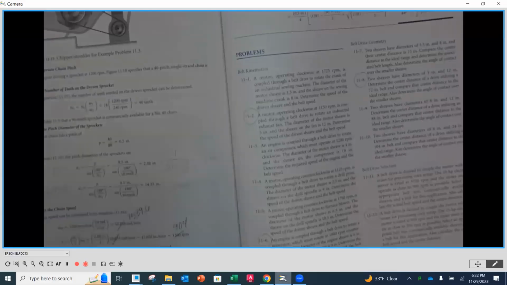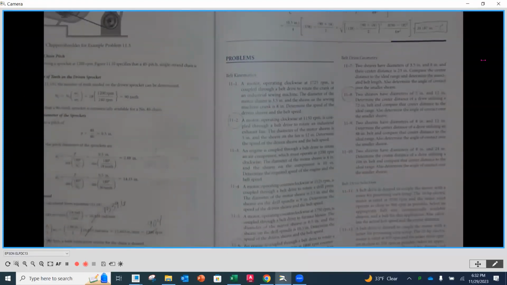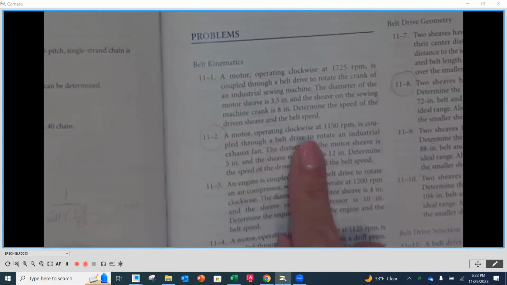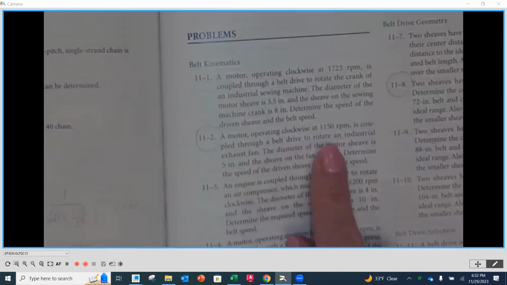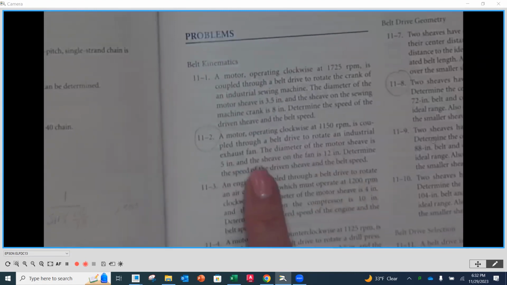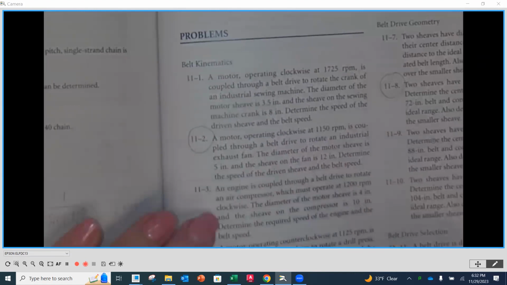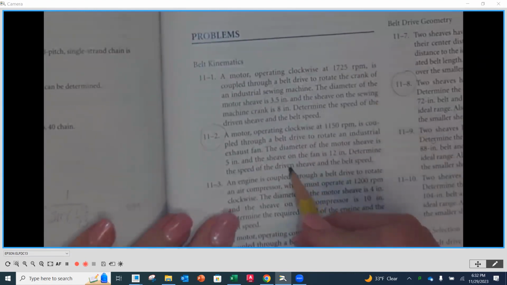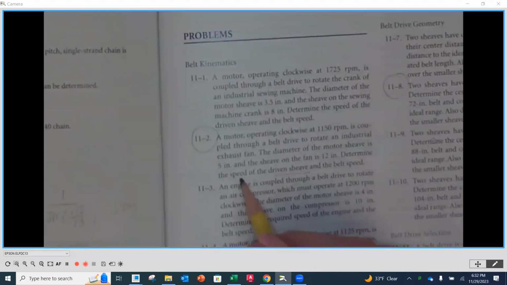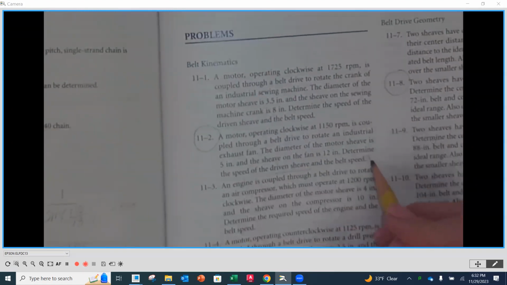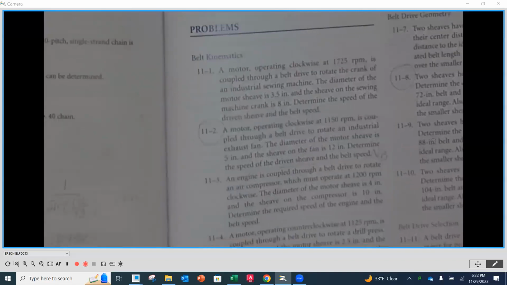Okay. So I'm going to go underneath here and move our chat box. So 11.2. This is a belt problem. We've got a motor operating clockwise at 1150 RPM. It's coupled with a belt drive that rotates an industrial exhaust fan. The diameter of the motor sheave is 5. The sheave on the fan is 12. Determine the speed of the driven sheave and the belt speed. So this is like a W2, right? The speed of the driven sheave, that's a W2, and the belt speed is going to be the VB. Okay. So that's like the first example problem that we did.